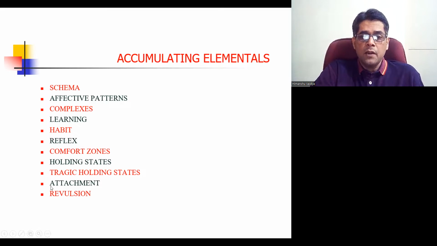Attachment is accumulated over a period of time, no doubt about it, with respect to any person or object or situation. And revulsion also is accumulated. These are all accumulations which keep happening over a period of, or actually a lifetime. They keep accumulating over a lifetime unless we work on them and remove them, or in some cases enhance them as the situation may be. So accumulating elementals can be both positive or not positive, and correspondingly they have to be managed.